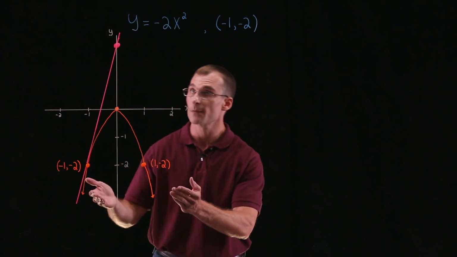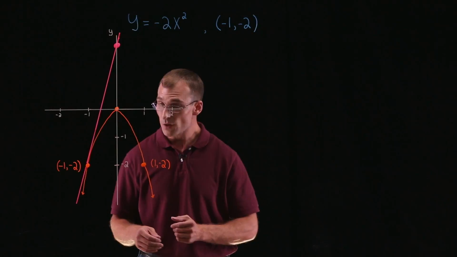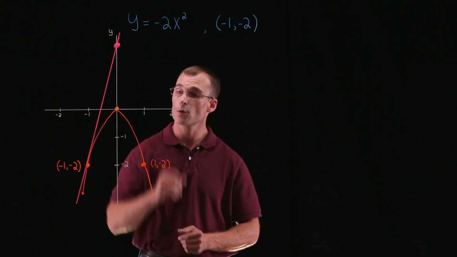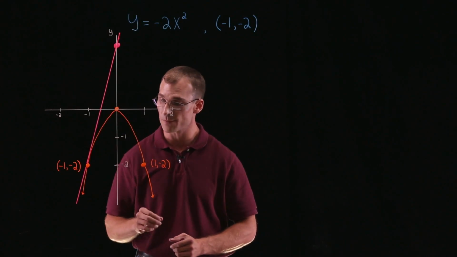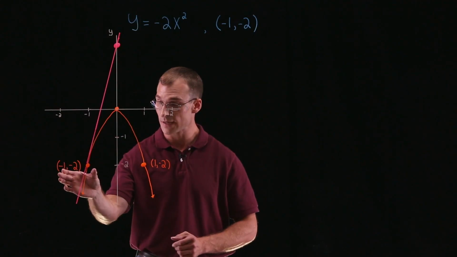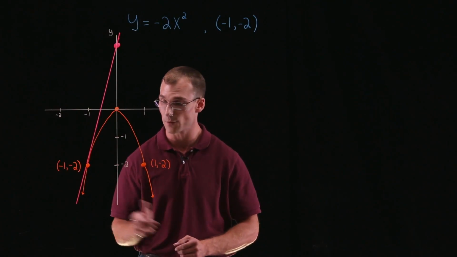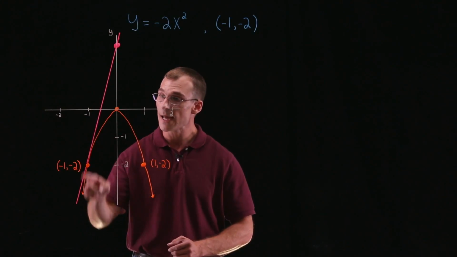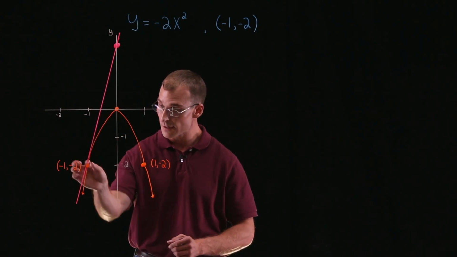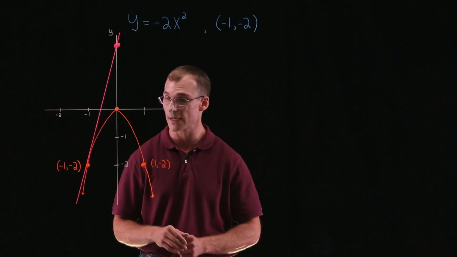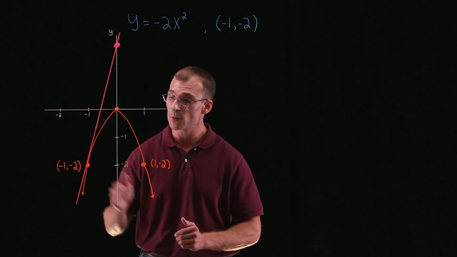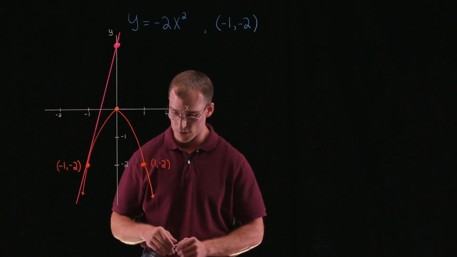So we have our parabola, y equals negative 2x squared, which based on the equation we know has its vertex at the origin, and it's going through point negative 1, negative 2, and by symmetry, also through point 1, negative 2. So we have our parabola and the tangent line graphed here intersecting at that one point, negative 1, negative 2. Again, what we want to do is find the equation of this tangent line.